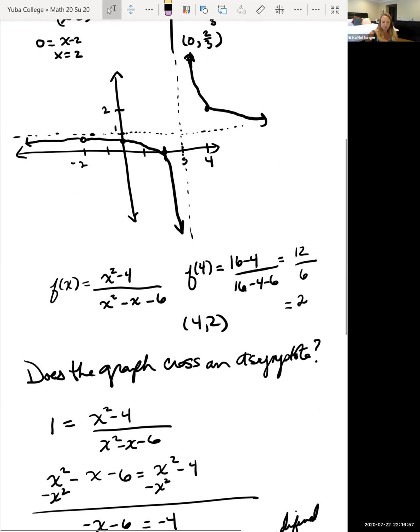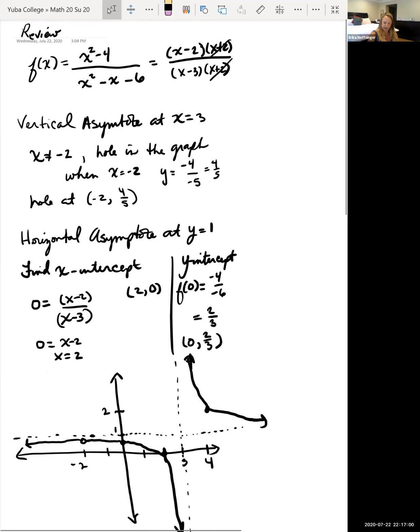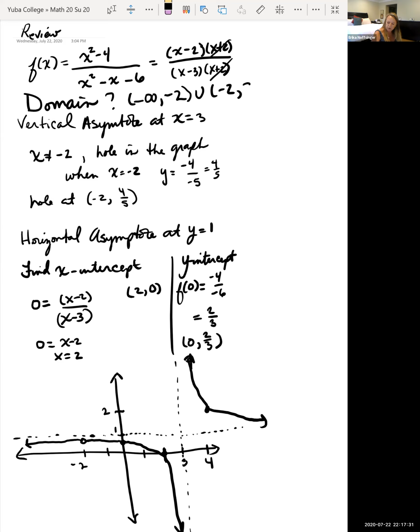That should have been one of our stipulations up here, and that could be a good question: what is the domain? Our domain is all values except for 3 and negative 2. There are a couple of ways we can write that. In interval notation: negative infinity to negative 2, not including, parentheses, union, don't forget the numbers in between those. Some of you did that on the test. So negative 2 to 3, union, and then 3 to infinity, not including negative 2 or 3.